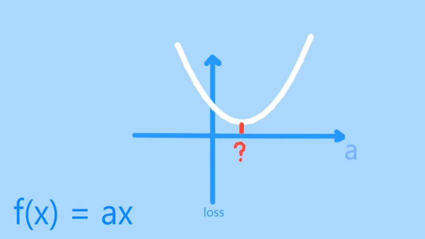But how do we find this value of a? Well, we could loop through all possible values of a and find the one that leads to the least loss. But then if we have two parameters a and b, and we have to find the a and b that give the least loss, then we would have to loop through all possible pairs of values a and b. And in cases with thousands or millions of parameters, this will be extremely inefficient.